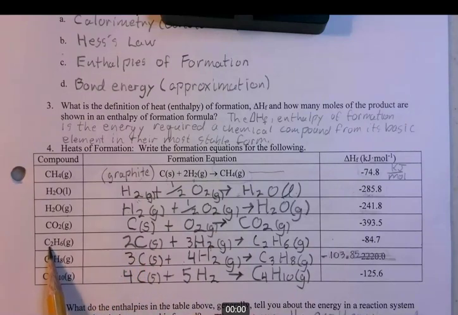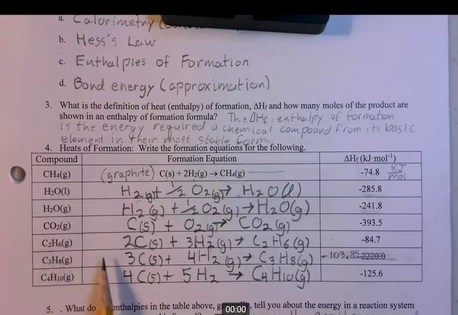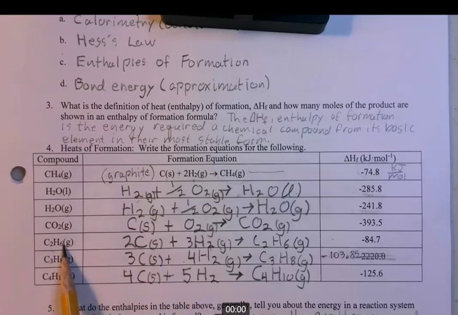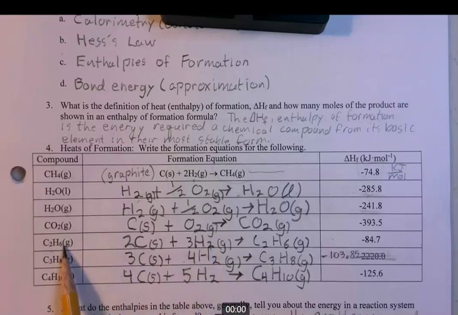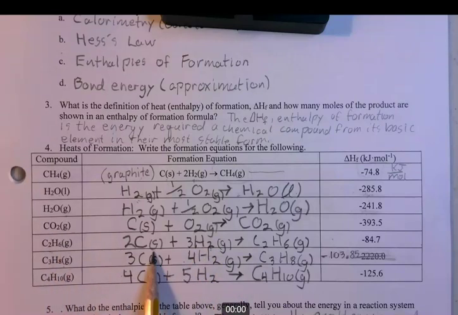So you've got 2 carbons, but carbon doesn't come in a molecule of C2. It comes in 2 separate carbon atoms. Again, that's graphite, the solid there. And then you need H6. So you need H2s because that's the most stable form of hydrogen. And to get H6, you have to have 3 of them. So that would be the equation for ethane. And there it is. It's minus 84.7.